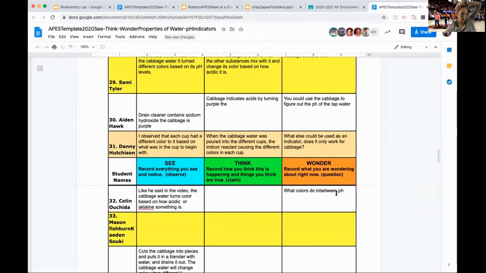Good. So remember, think is where you're trying to apply your knowledge and your science to explain what you saw. And then wonder is kind of the questions. How would you change this? What are some other things you would experiment with?